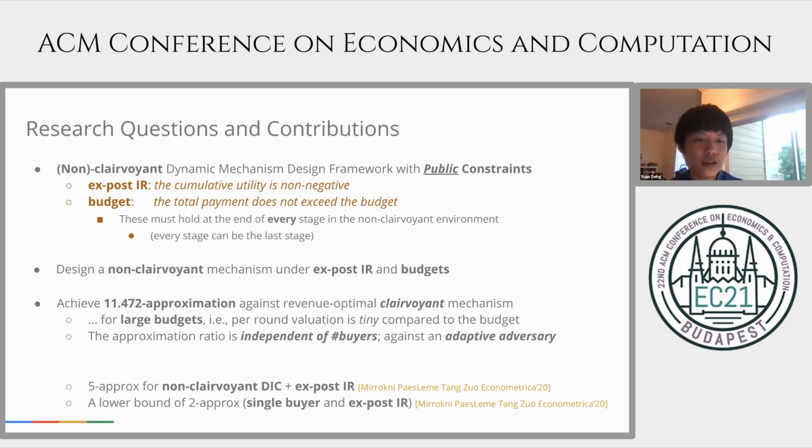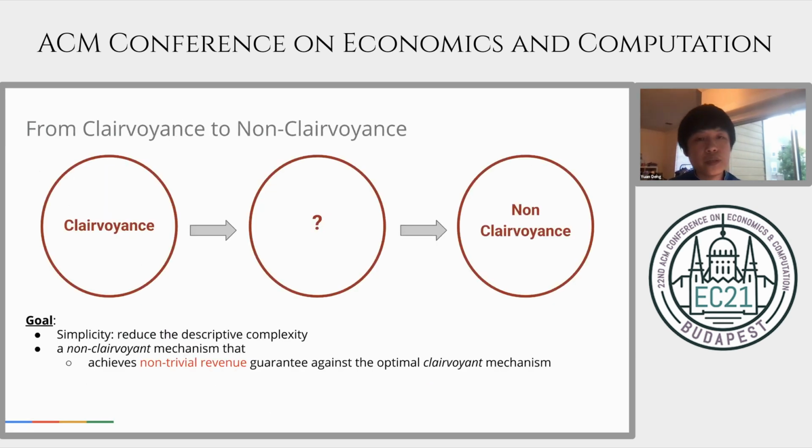We highlight that the approximation ratio of our mechanism is independent of the number of buyers, and also holds against adaptive adversaries. For comparison, previous work shows a 5 approximation for the environment without budget constraint. And there is also a 2 approximation lower bound for an environment with a single buyer and ex post IR constraint only. For the remainder of this talk, I will mainly focus on introducing our mechanism design framework.